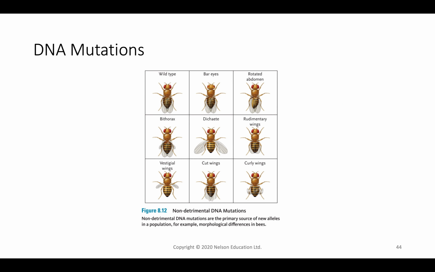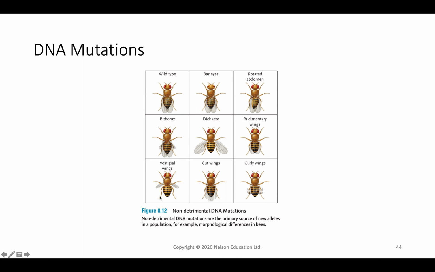And the primary source of new alleles, or just basically what makes the difference between all the phenotypic or outward appearance variability in a population, is due to non-detrimental DNA mutations. So here's an example of non-detrimental DNA mutations in an organism called Drosophila, right?